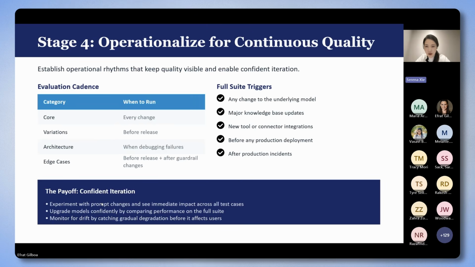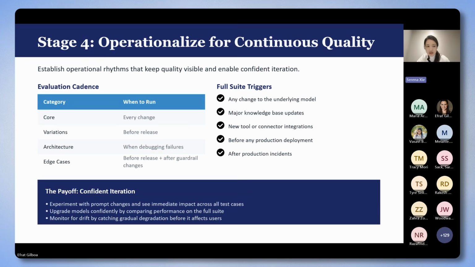Yeah. So stage 4 is the operationalize stage. So this stage helps you to make the whole agent evaluation sustainable, because evaluation isn't a one-time thing. It should be ongoing consistently. So the key idea here is to establish a cadence for running your test.